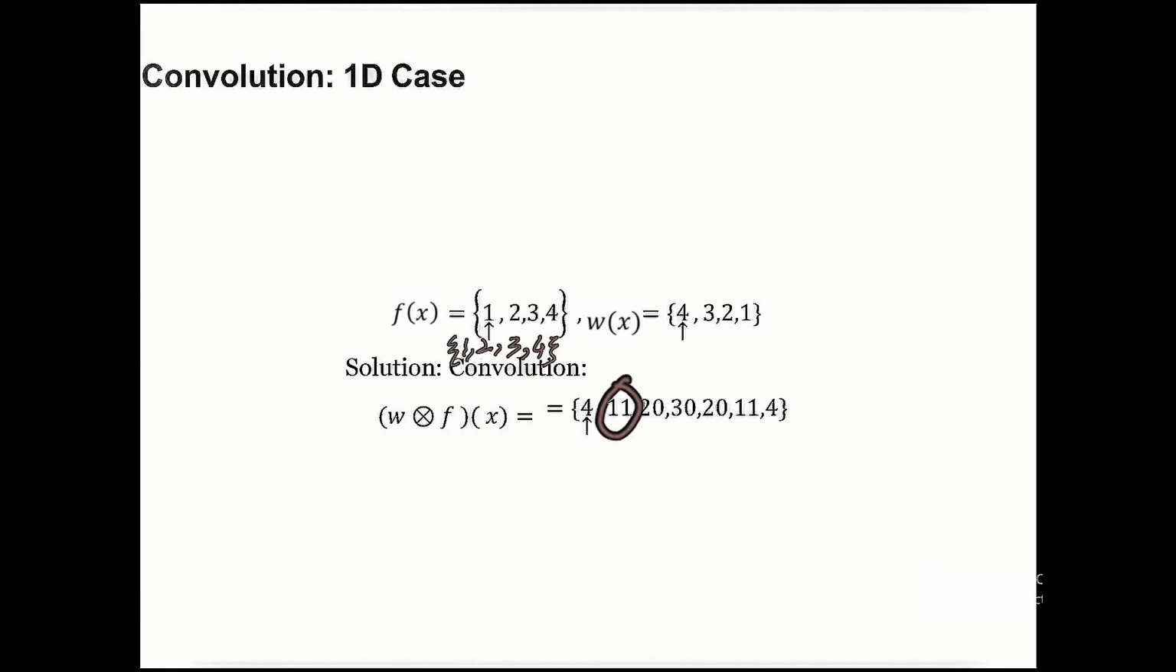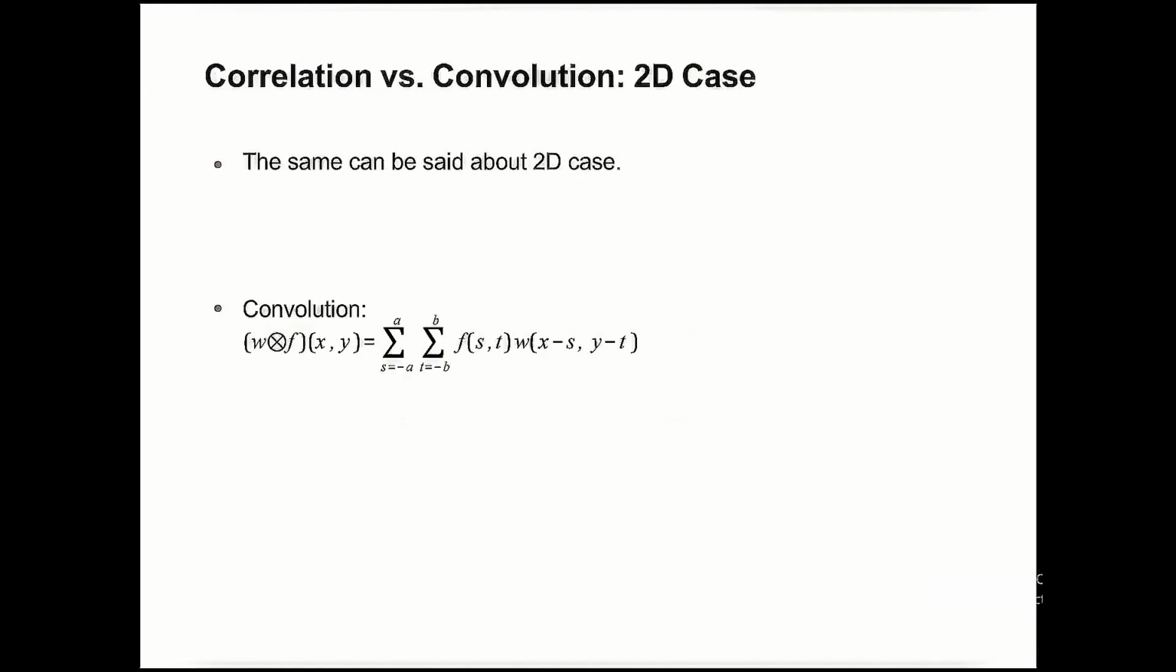Then similarly 3 into 4 plus 2 into 3 plus 1 into 2 become this, and so forth up till the end of the signal.